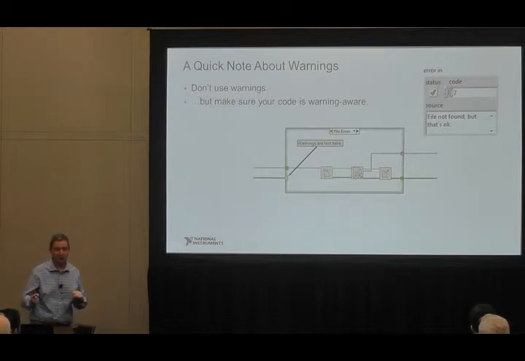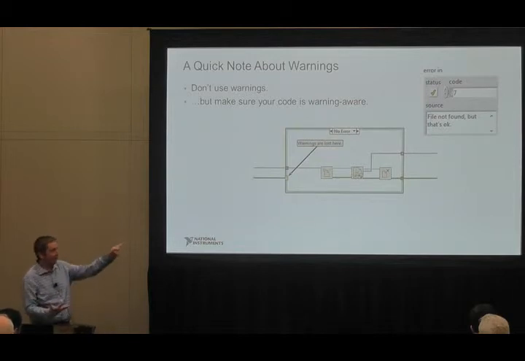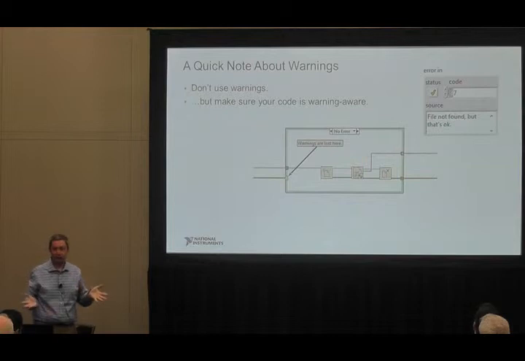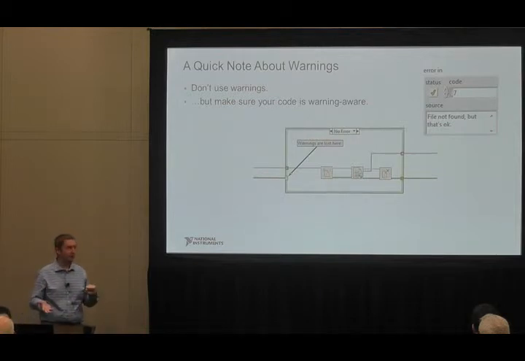I'm not telling you to just blanket ignore all warnings. There might be some warning in some API that you are interested in, and how hard is it to just wire that error wire across? It's not that hard, and when you do, you'll maintain warning information on the error cluster. So try to avoid adding warnings to your APIs, but make sure your code is warning aware so that you don't lose them in the event that they are there. That's all I have to say about warnings.